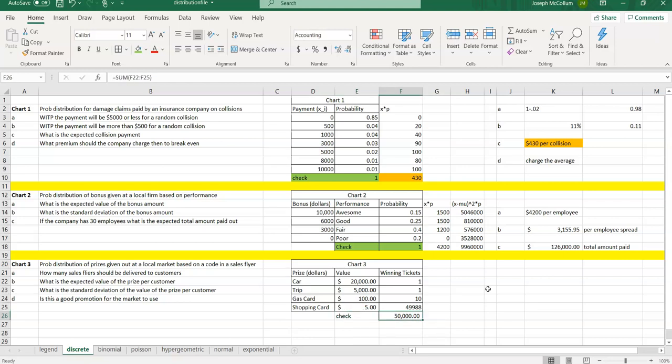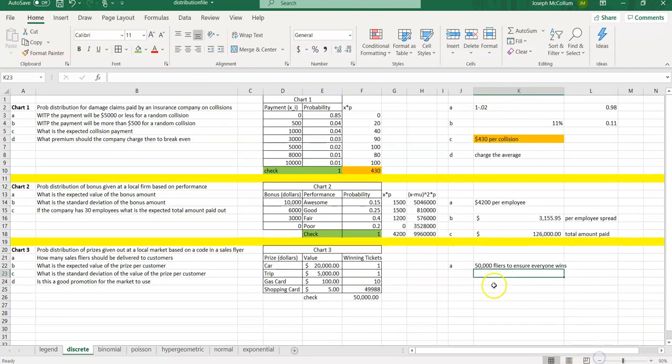That's why my check, how many flyers should I deliver to the customers? I'm sorry, you couldn't answer that until I articulated better. In this case, we want 50,000 flyers to ensure everybody wins. And that's one way to ensure everybody wins, is by making sure we have enough flyers so everybody could win. Excellent. All right.